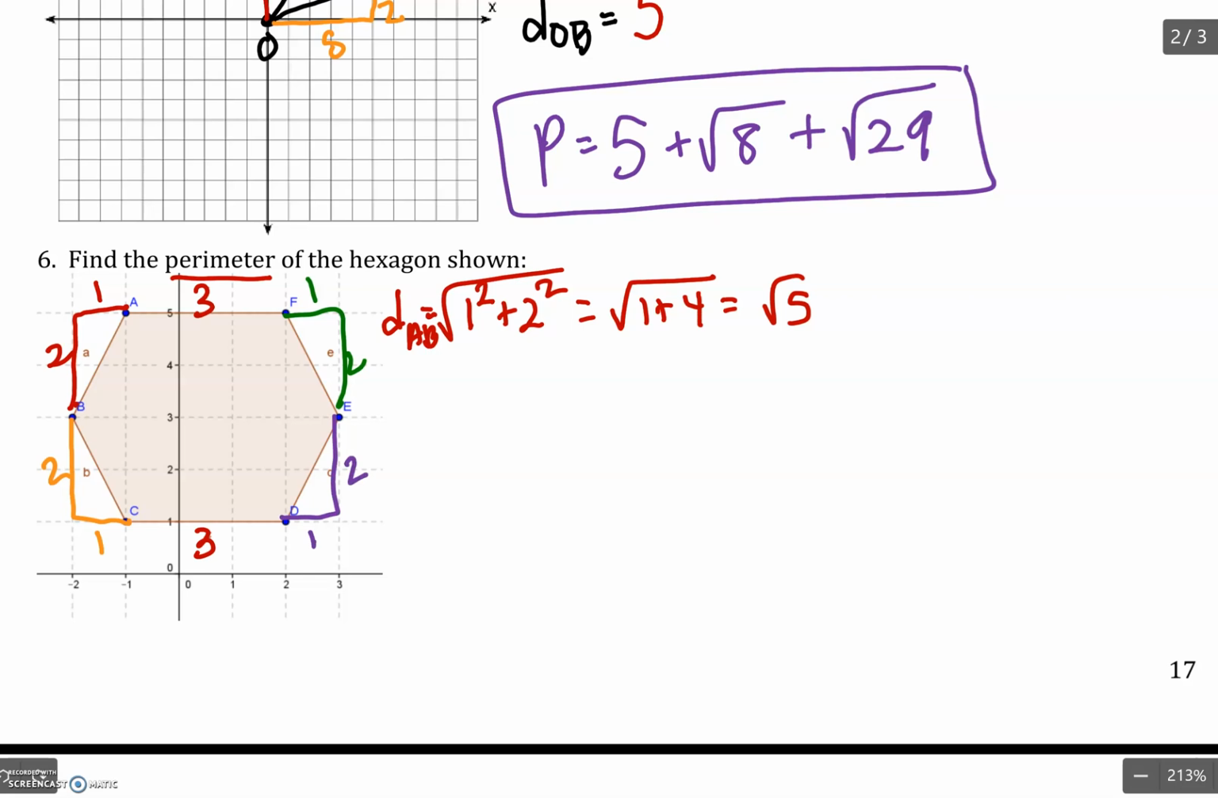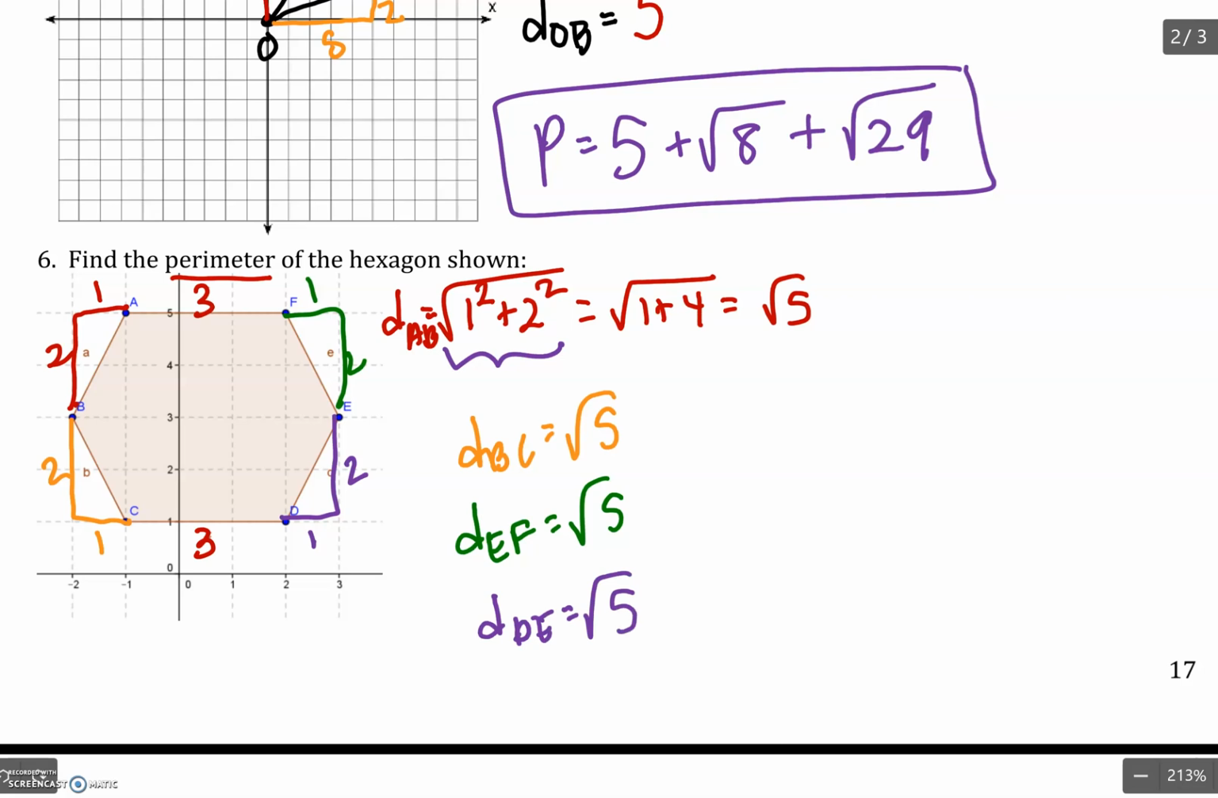So since it's going to be the same work for all of them, you know that all of these distances are going to be equal. So you'll know that the distance for BC is also radical 5. The distance for EF is also radical 5. And the distance for DE is also radical 5, since they all have the same size triangles that create them.